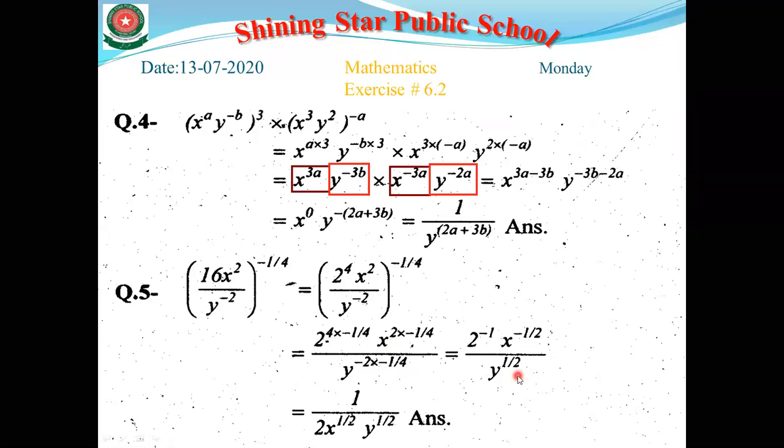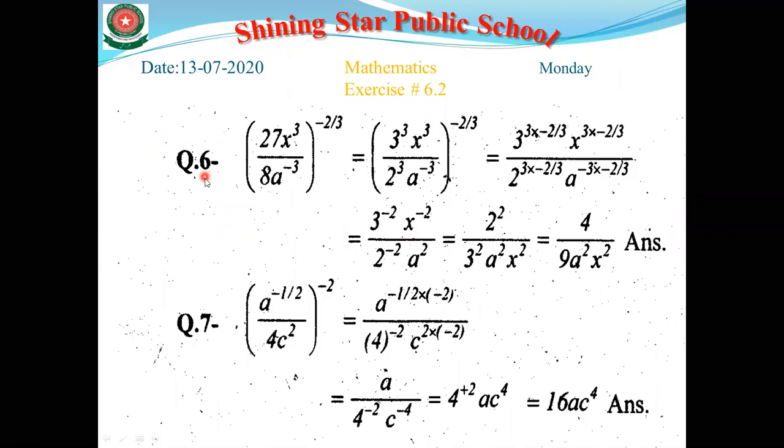Now in this expression, we have some values with negative power and some with positive power. So we have to take the 2 power minus 1 and x power minus 1 over 2 from numerator to denominator, because when we take 2 power minus 1 to the denominator, its power will change and it becomes 2 power plus 1. And x power minus 1 over 2 changes into x power plus 1 over 2. So that's why we take them from numerator to denominator.